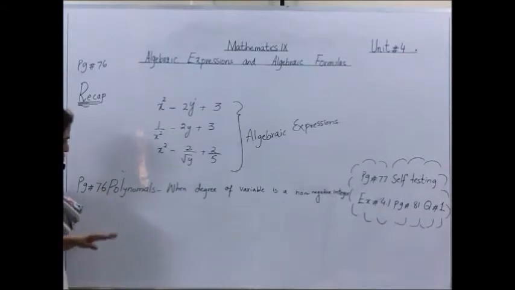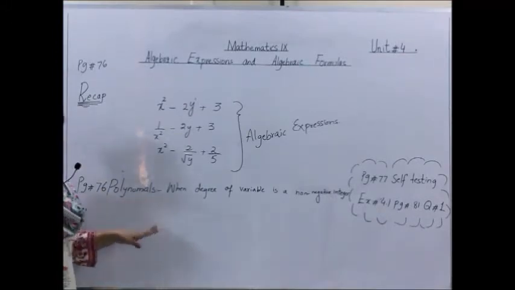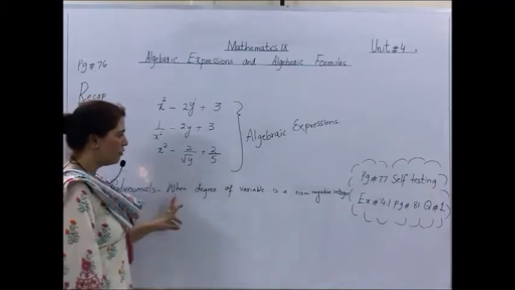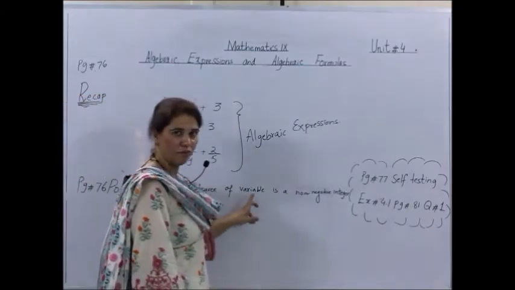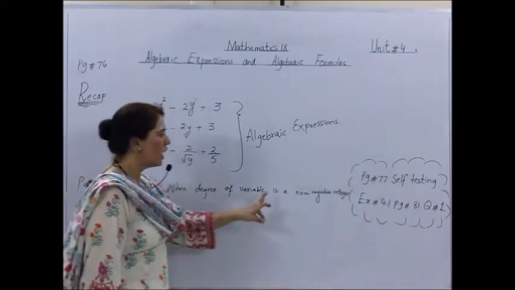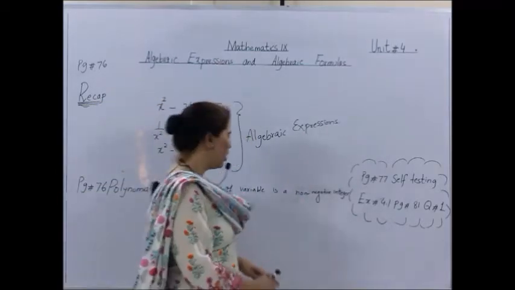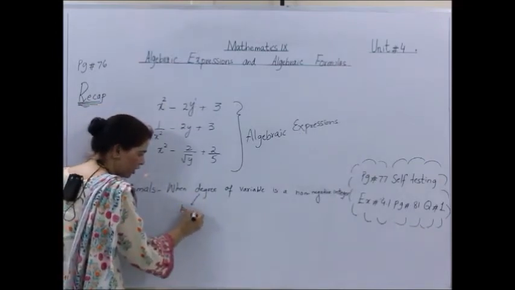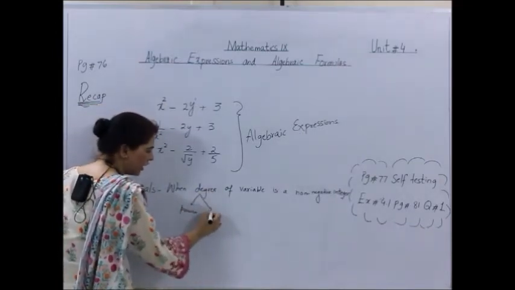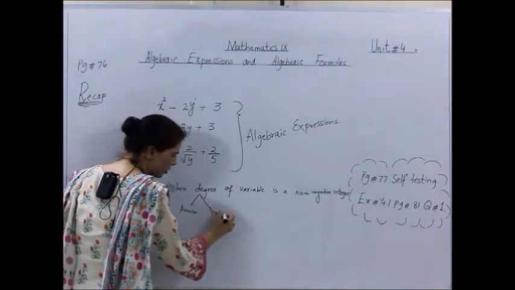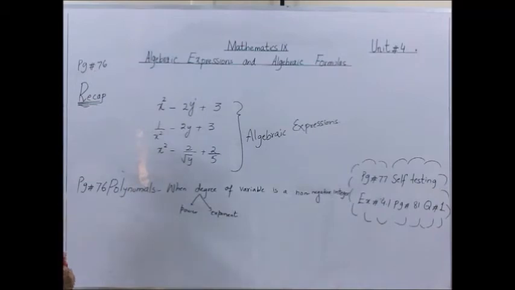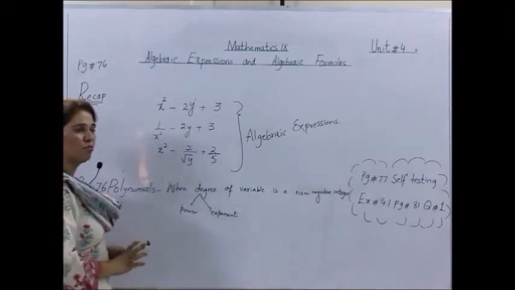Okay, the next topic, page number 76, polynomials. So what is a polynomial? A polynomial is basically when the degree of the variable or variables is a non-negative integer. We can also call degree the power of the variable, or the exponent of the variable. I will take the same examples for describing polynomials.